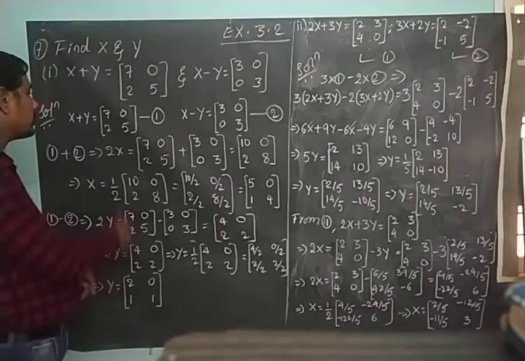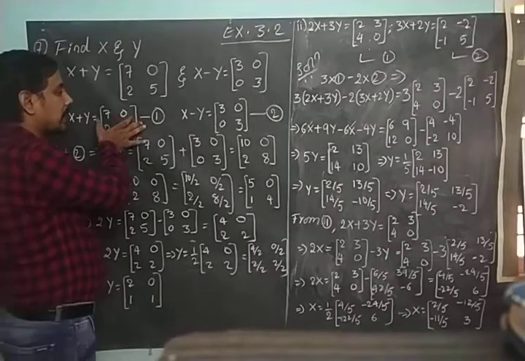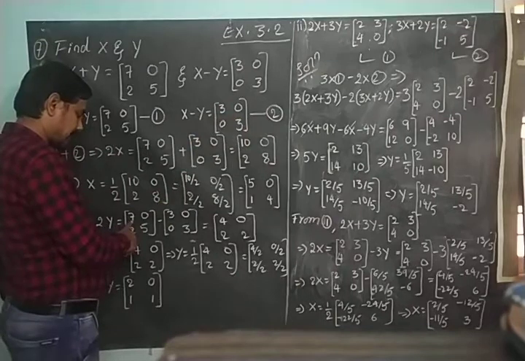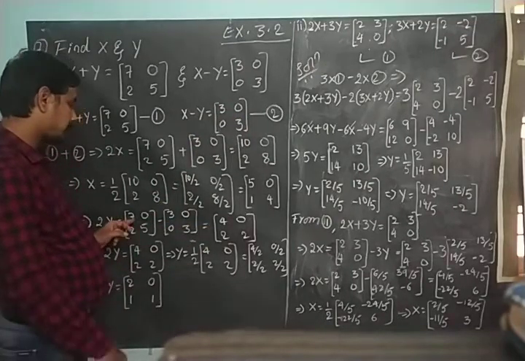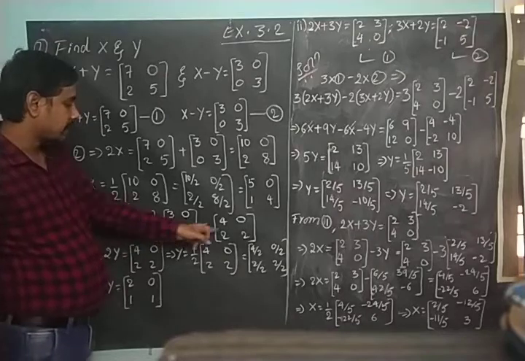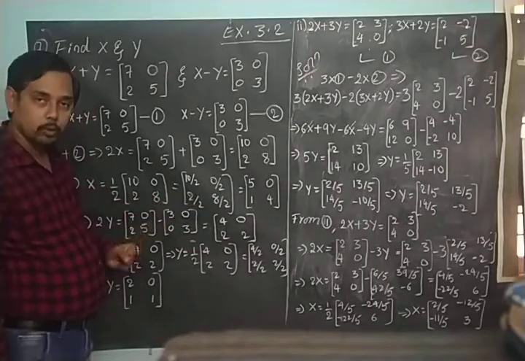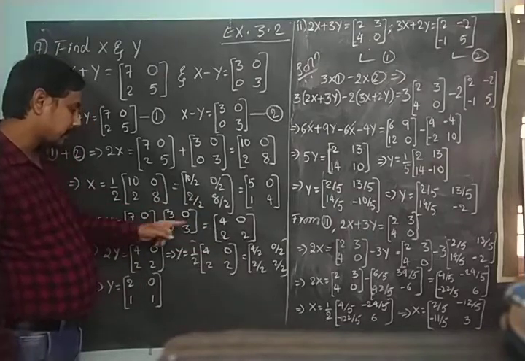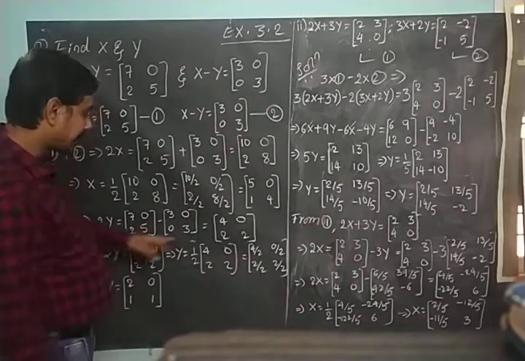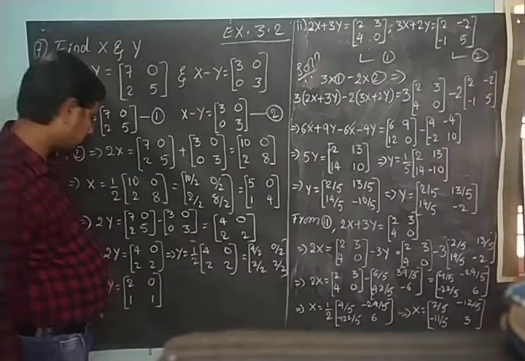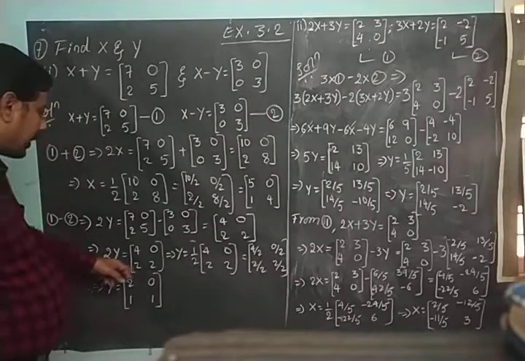So 2y will be equal to x plus y matrix minus x minus y matrix. 7025 minus 3003. Now if I subtract, what will I get? 7 minus 3 is 4. 0 minus 0, it is 0. 2 minus 0 is 2. 5 minus 3 is 2. So what is 2y matrix? 4022. Now what will be y?